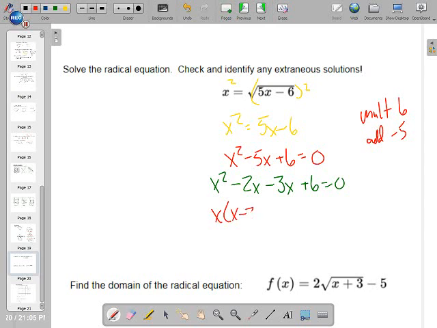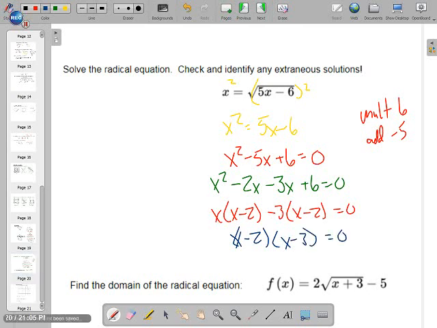I'm going to factor x minus 2. Be careful, that's a minus sign, so you're actually factoring out a negative 3. And then we have (x - 2)(x - 3) = 0. I got x equals 2 and x equals 3. So do I have 2 solutions to this?